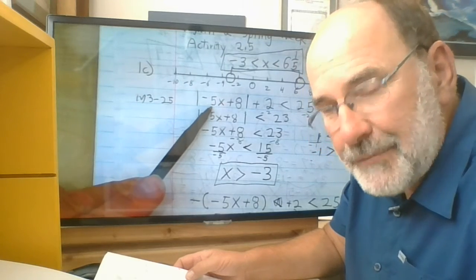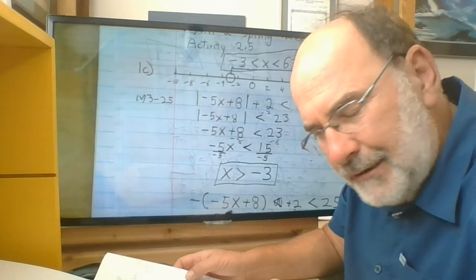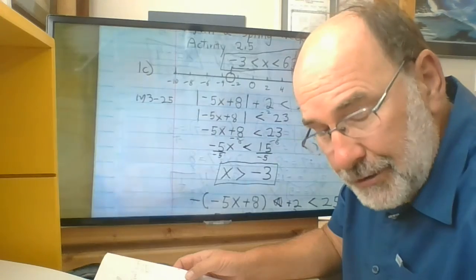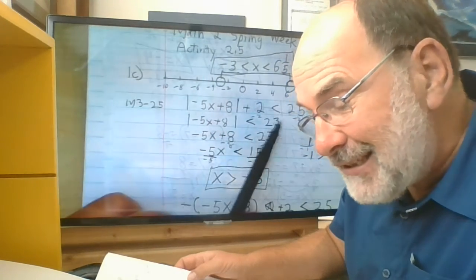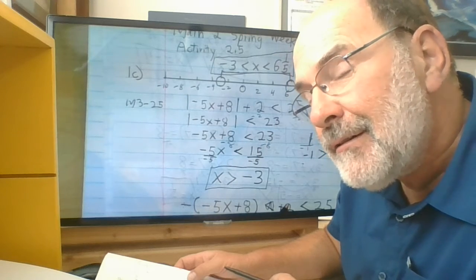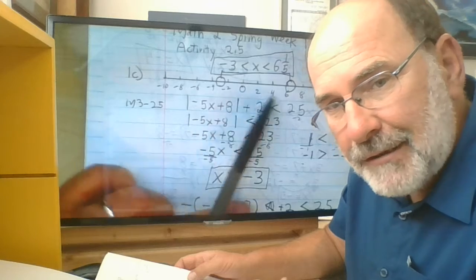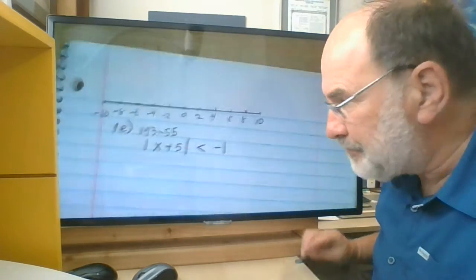What is -5 times 0? 0. What is 0 plus 8? 8. What is the absolute value of 8? 8. What is 8 plus 2? 10. Is 10 less than 25? Yes, it is. So that one test case that I just picked out of the infinite choices verifies that, well, yeah, looks like I didn't screw up this time.